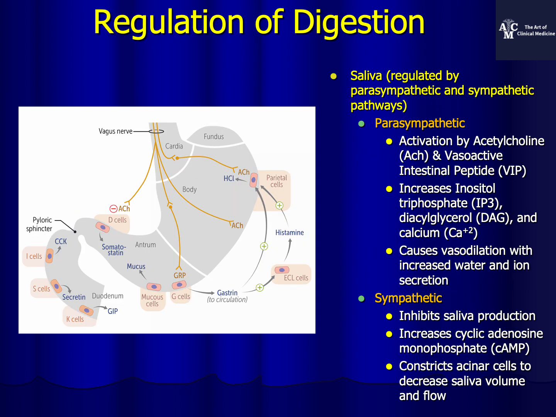Okay, now how is this all regulated? So in the saliva, it's mainly regulated by parasympathetic and sympathetic forces as described here. There are numerous parasympathetic arms that are activated, including acetylcholine and VIP, and then further down, which have effects on water and ion secretion. The sympathetic system is mainly going to be the opposite of the parasympathetic, so it will inhibit saliva production, and it will also decrease saliva volume and flow.